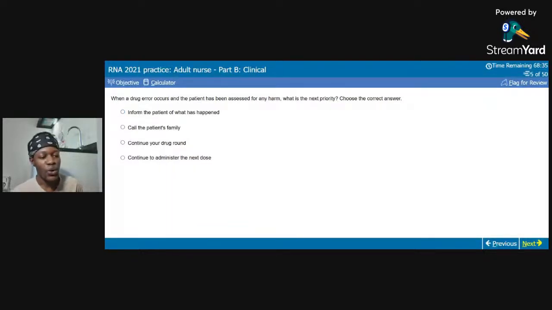When a drug error occurs and the patient has been assessed for any harm, what is the next priority? I think that the priority would have been to inform the doctor, but I'm thinking that is already covered under being assessed for any harm. So we'll just go ahead and choose inform the patient of what has happened. Hopefully this is right. Or is it the patient's family? No, you need to inform the patient first.